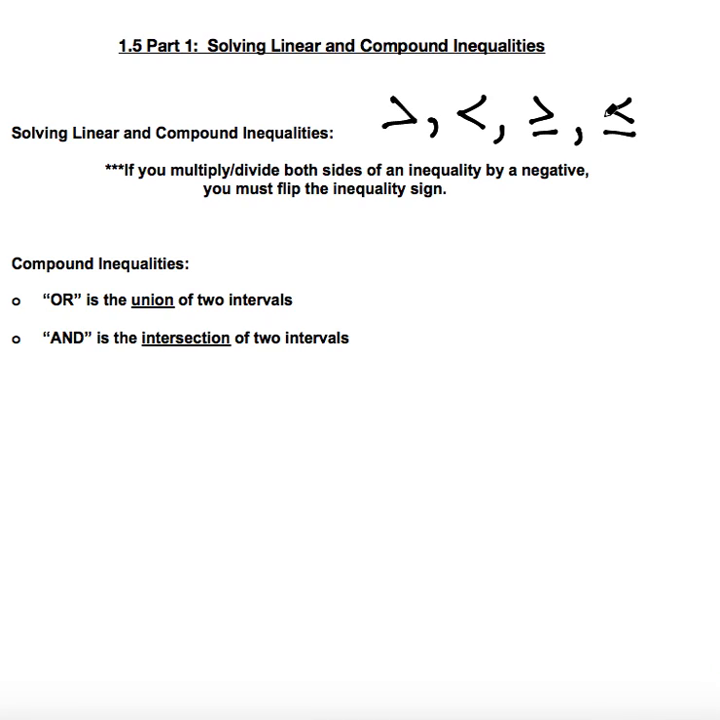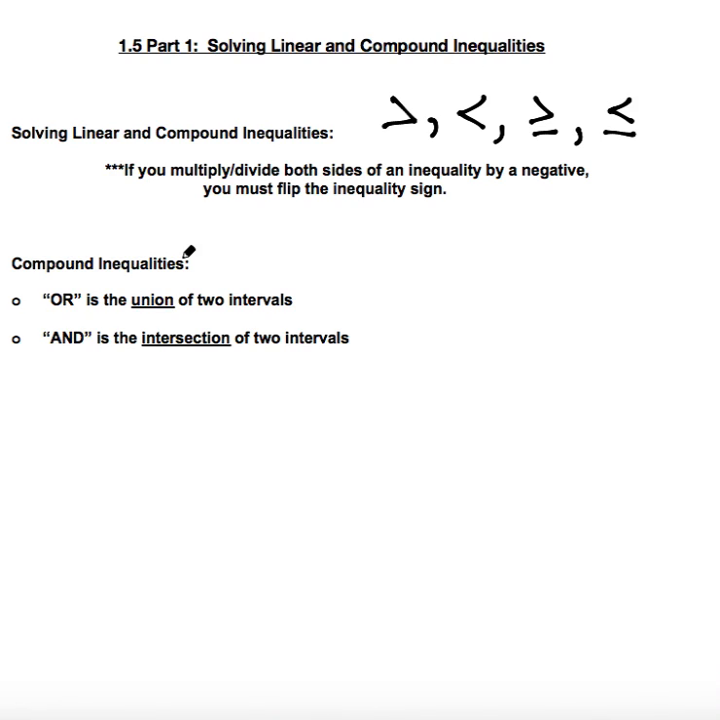The difference between solving a regular equation and a linear inequality is that if you multiply or divide both sides by a negative, you have got to flip the inequality symbol. Okay, and you're going to see that in some examples. That is the big thing. Make sure you flip the sign.